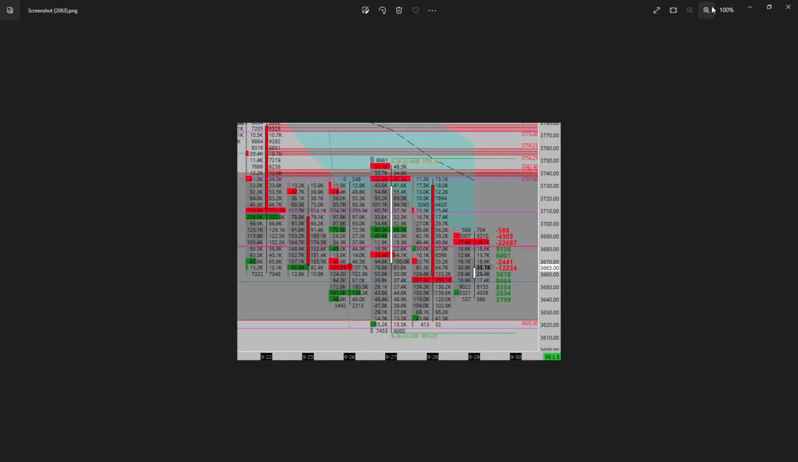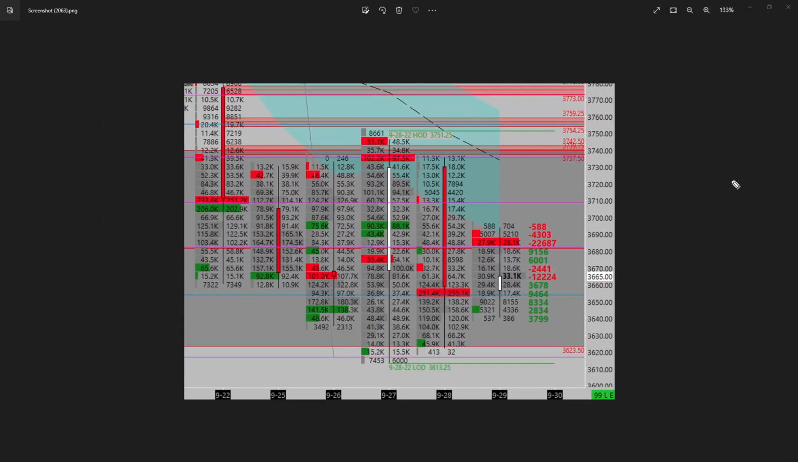All right. So similar to how we did yesterday, looking at the footprint. If this is new to you, I have a pinned video that shows you how to read this on YouTube.